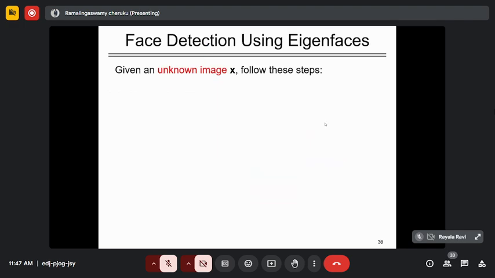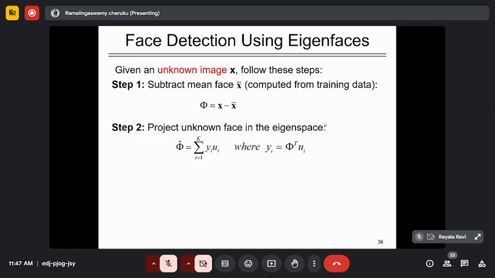So how can we use the same database or the PCA for identification or recognition? We know we are doing face detection, but can we do face recognition? Yes. Given an unknown image X, follow these steps: subtract X bar, then project the face into the eigenspace and compute the Euclidean distance. The Euclidean distance is the distance between the original face and the transformed one, which tells how much information is preserved. This is my original face and this is the transformed image, so X minus X bar tells how similar both are.